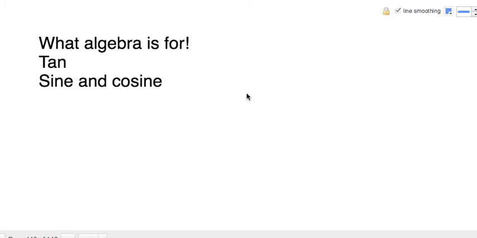So it's not just to find x. I hope you didn't say that. The whole point of trying to find x is to find out where two lines cross.